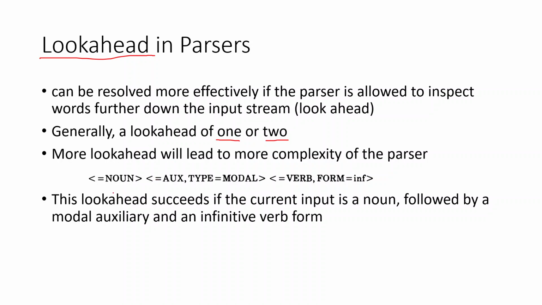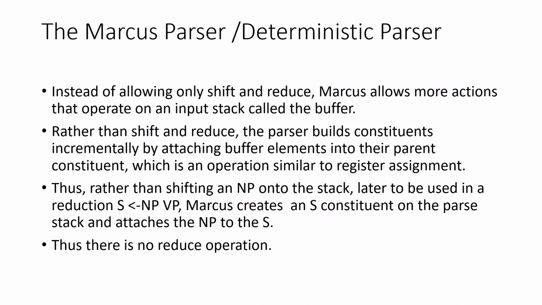And a look ahead is generally specified like this. Here, if you have three symbols, what it means is that you have a noun on the top of the stack, and then in the input the look ahead symbols are these. You are expecting either an auxiliary verb followed by an actual verb in the infinitive form. In that case you apply some rule and so on. Okay, so this is how look ahead works. That is the general idea of look ahead.